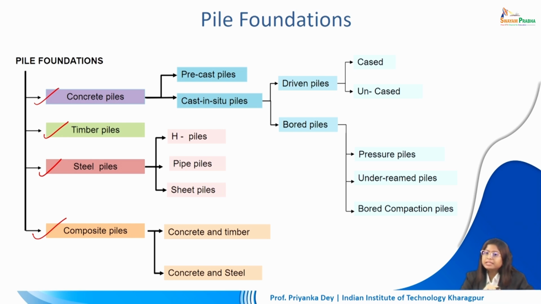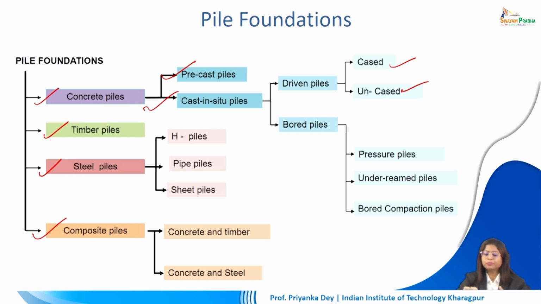So concrete piles can be precast or cast in situ, that is, made on the site. Now cast in situ piles can either be driven piles or bored piles. Here we are talking about the action with which we are inserting the pile into the ground, whether you're driving it or you're boring a hole into the ground and creating the pile. Now driven piles can be cased or uncased. Cased means it is covered by a certain envelope or shell, and uncased means it is just the concrete which is in contact with the ground.